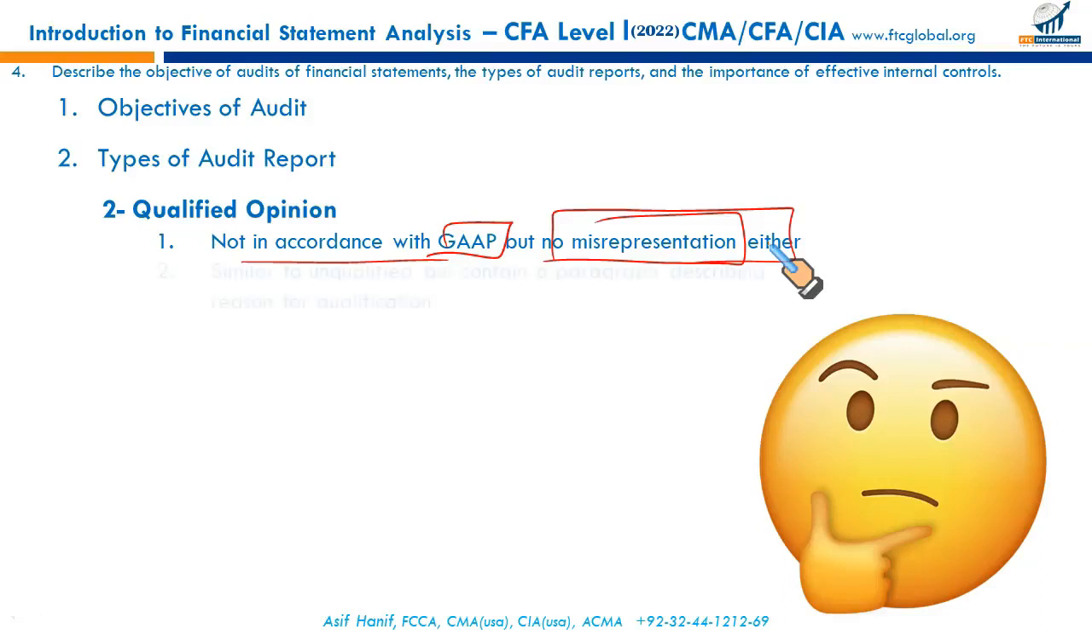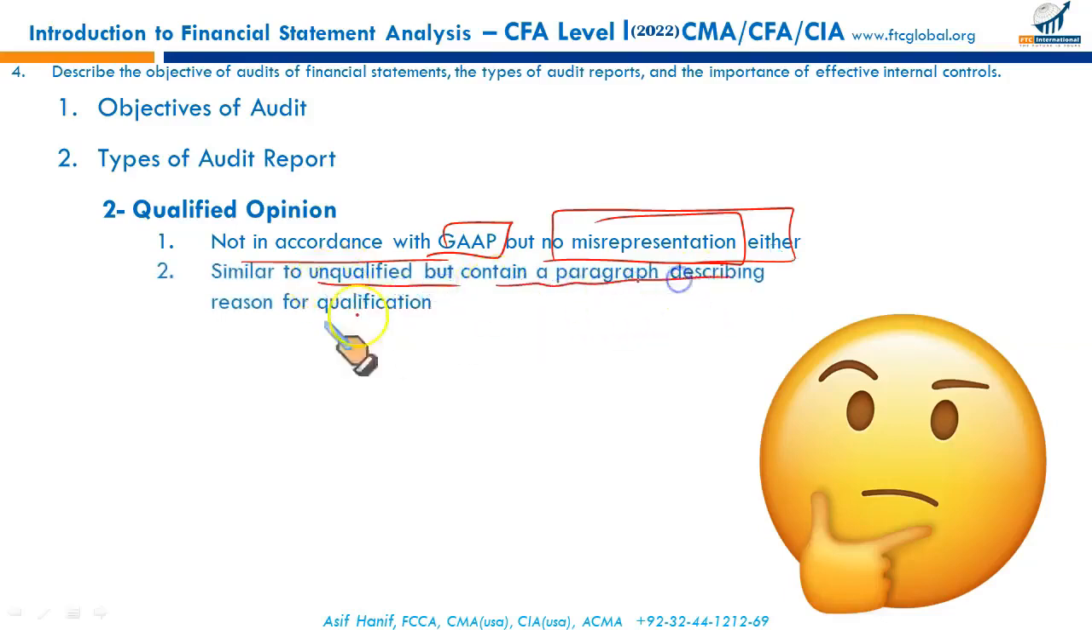He finds that the financial statement numbers have been fudged. So in this case, I will issue a qualified opinion. It is similar to an unqualified opinion, but with a paragraph describing the reason for qualification, why I do not agree with certain numbers on the balance sheet, on the income statement. So you need to give a paragraph explaining your reasons of disagreement. This is called a qualified opinion.